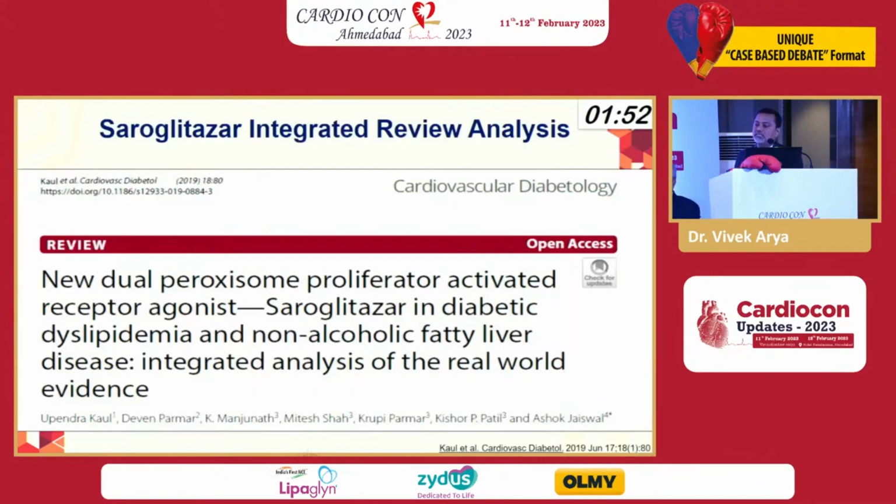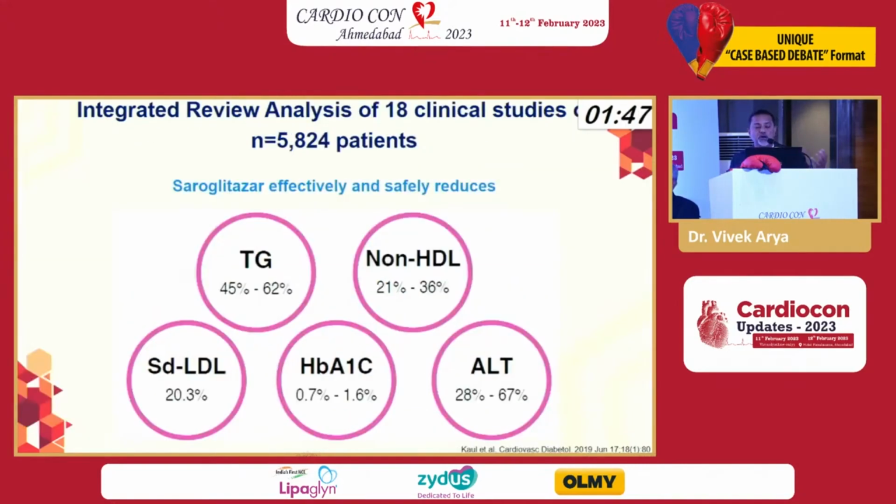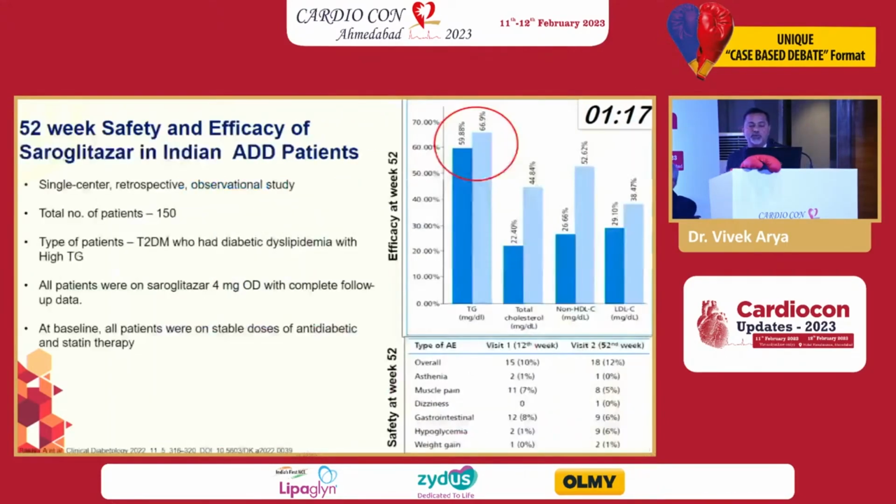So saroglitazar has been studied for multiple factors, and it has been found that it helps in reducing triglyceride by almost 45 to 60%, non-HDL by 21 to 36%, small dense LDL by 20%, HbA1c by 0.7 to 1.6%, and liver enzymes by almost 28 to 67%. This is the abstract from 18 clinical studies with more than 5,000 patients. It shows benefit on multiple fronts, not only one front.